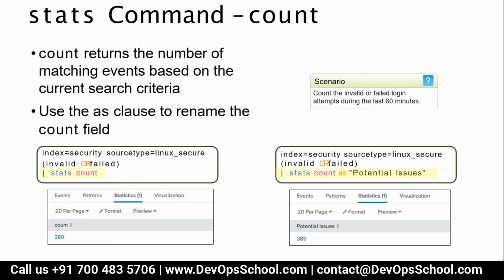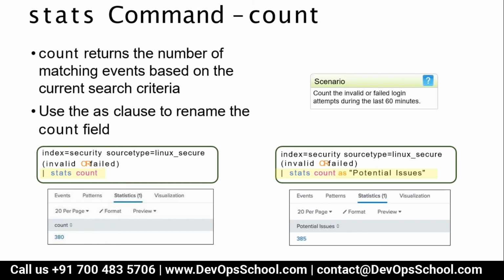You can create very rich statistics also. Slowly we'll get into that. So here what you are doing, first search everything invalid or failed login and then give me the count. So stats count. Now by default it has given you the count, but in the second query if you see, they have count, but at the same time they have renamed the field. So here you have stats count as potential issues, which got renamed from count to potential issues. So this way you can also use the count with the stats command.